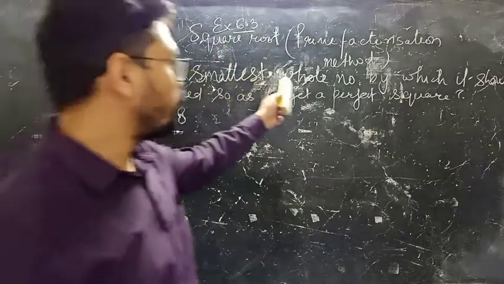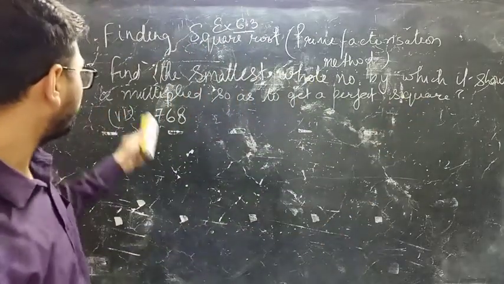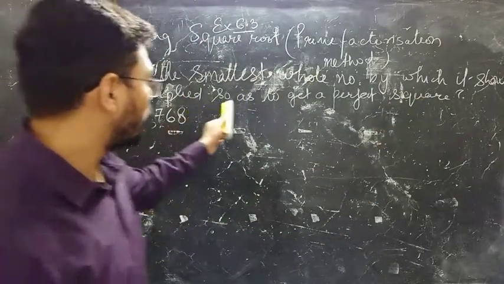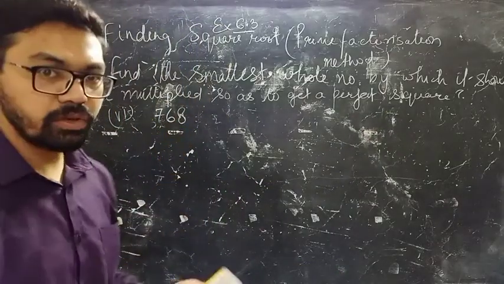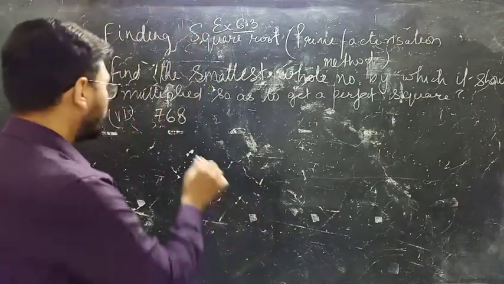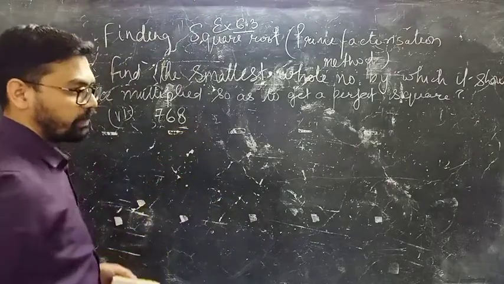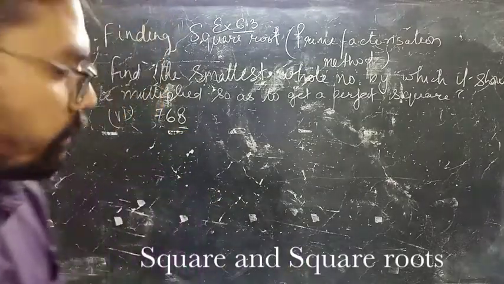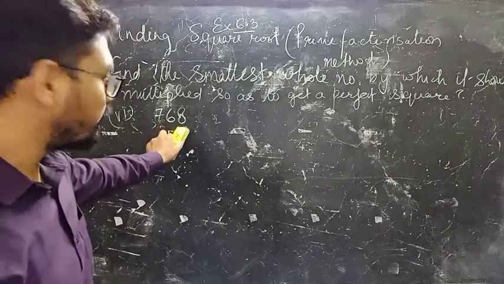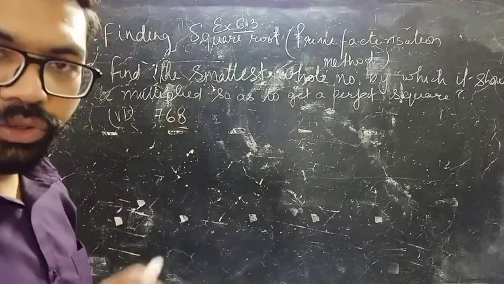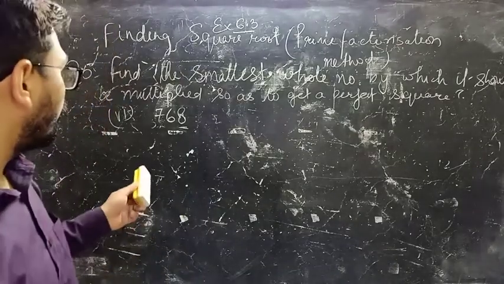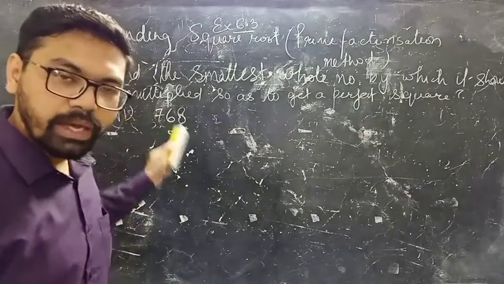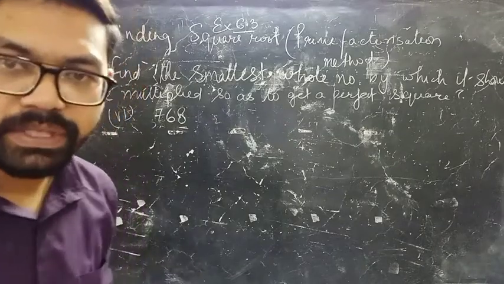Find the smallest whole number by which it should be multiplied so as to get a perfect square. Your number here is 768 and this is not a perfect square. The reason is 8 is in the unit place. I have covered this in the earlier video that if a number has 8 in its unit place, then it cannot be a perfect square, right? For making it a perfect square, which number should I multiply with 768?